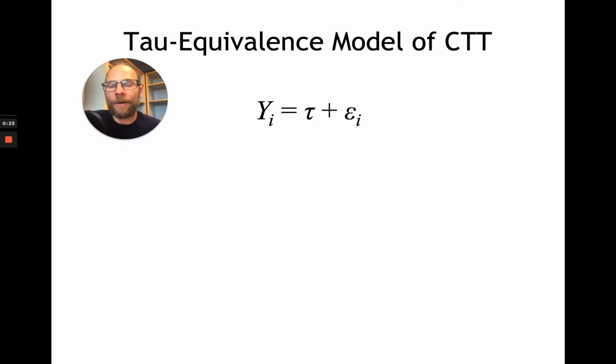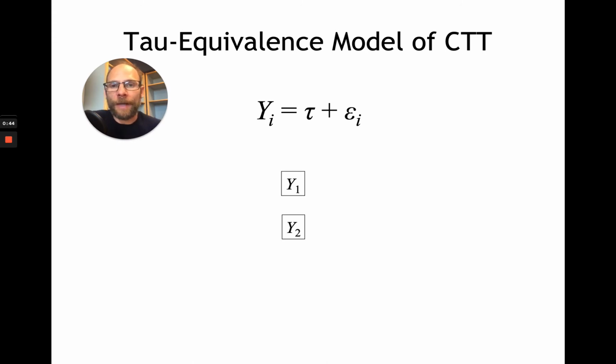a measured variable or observed variable for test i or measure i. Tau indicates a common true score variable or latent variable. Epsilon i indicates a measurement error variable for that test i. We can depict this model in terms of a path diagram.